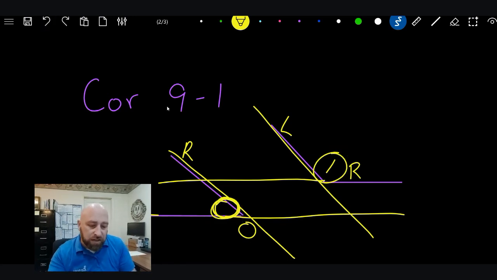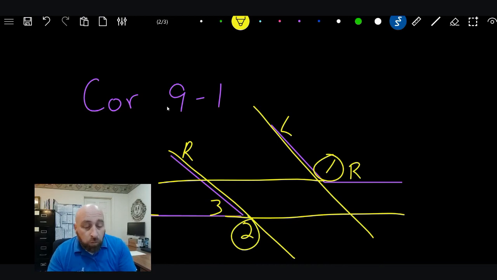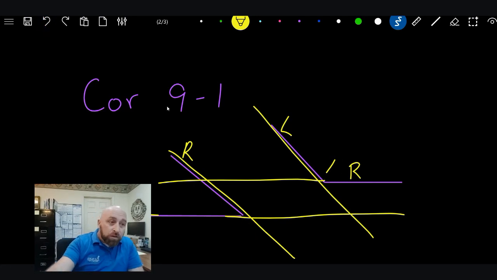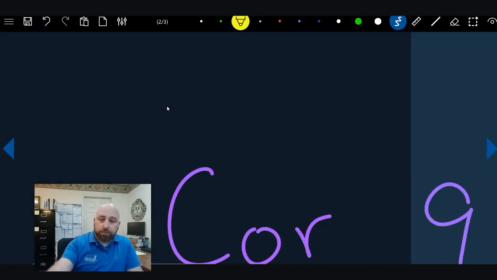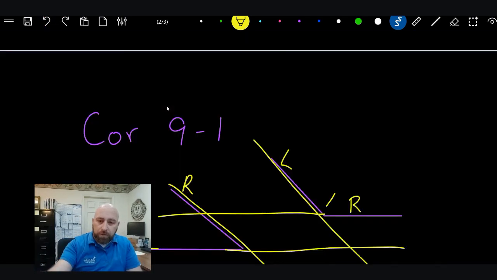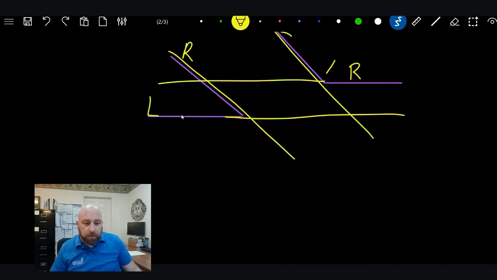So let's just number these: 1, 2, and 3. So 1 equals 2. Well, 2 and 3 together are supplementary. They equal 180. So then if 2 equals 1, then 1 and 3 are also supplementary. So kind of cool. This is all working together. I'm not sure what happened right there, but that got a little crazy on me.